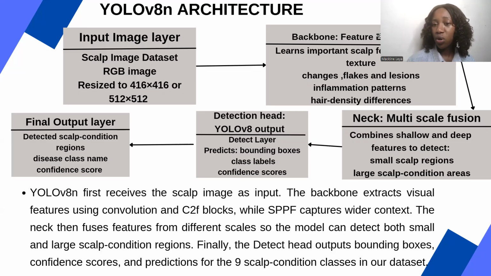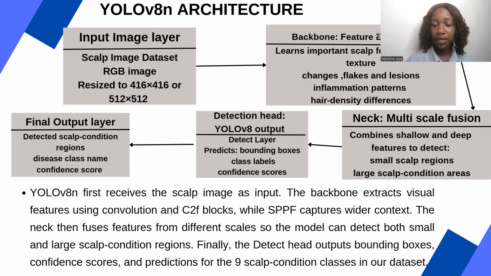Then the third one will be the neck. The neck layer, that is where we are having the multi-scale fusion. So this one is combining the shallow and the deep features. The shallow features are those found at the backbone, which are gotten by the backbone. Then for the deep features, these ones are the larger scalp condition areas.